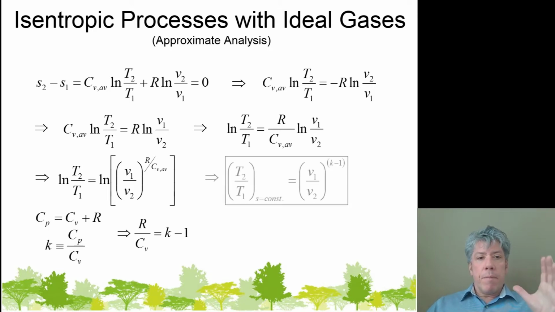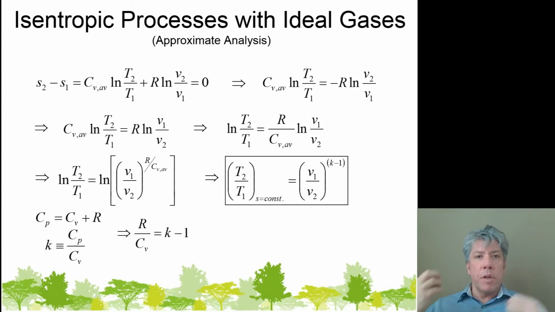Now, if the natural logarithm of something equals the natural logarithm of something else, those two somethings must be equal to each other. So you can also look at this and say, well, the equation we had, we're going to raise e to the power of both sides. Or you can just say, well, if the natural logarithm of the argument on the left equals the natural logarithm of the argument on the right, those two arguments have to be the same thing. They have to be equal to each other. And that's what we end up with here in the equation in the box. It relates the two temperatures at the two states to the specific volumes at the two states.